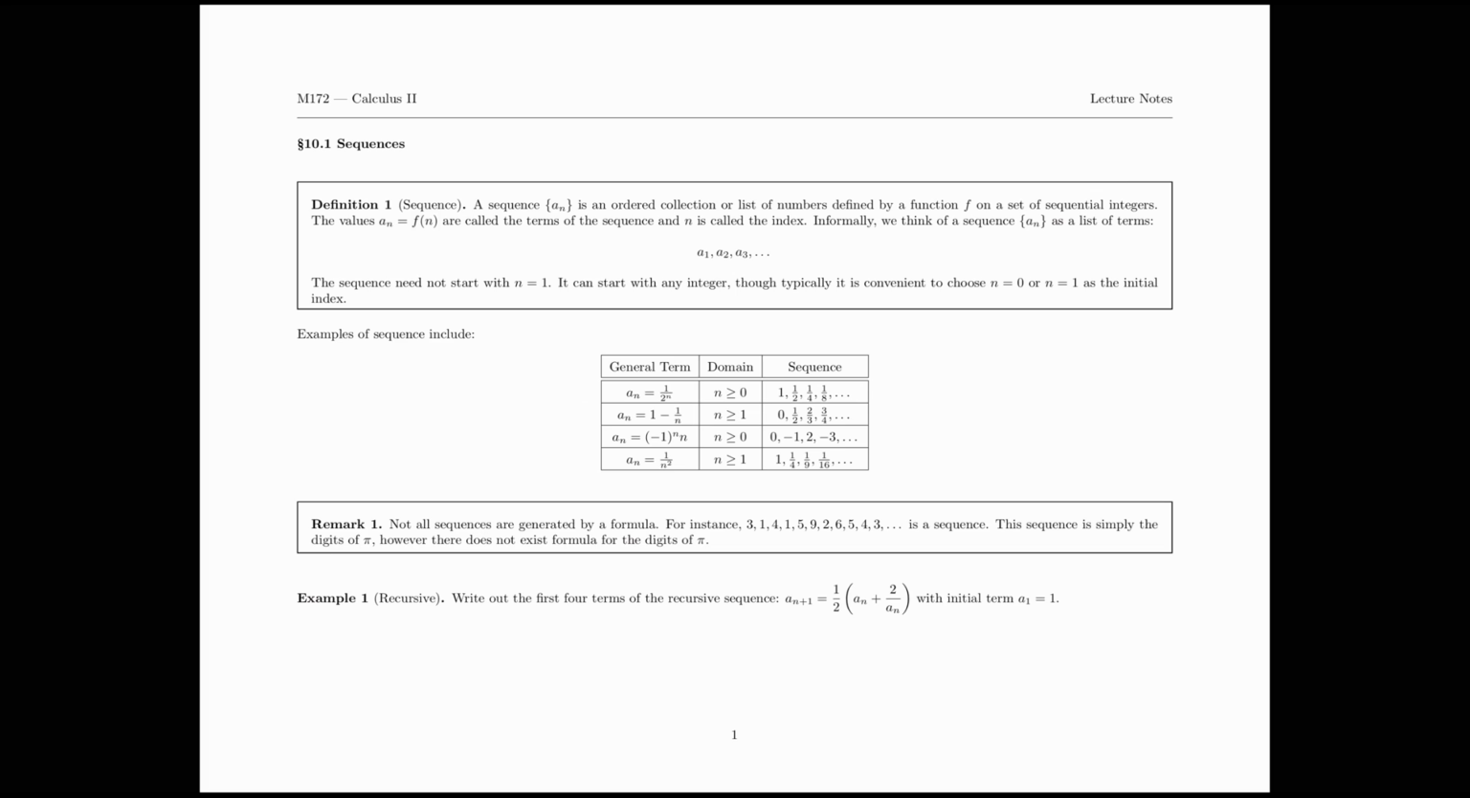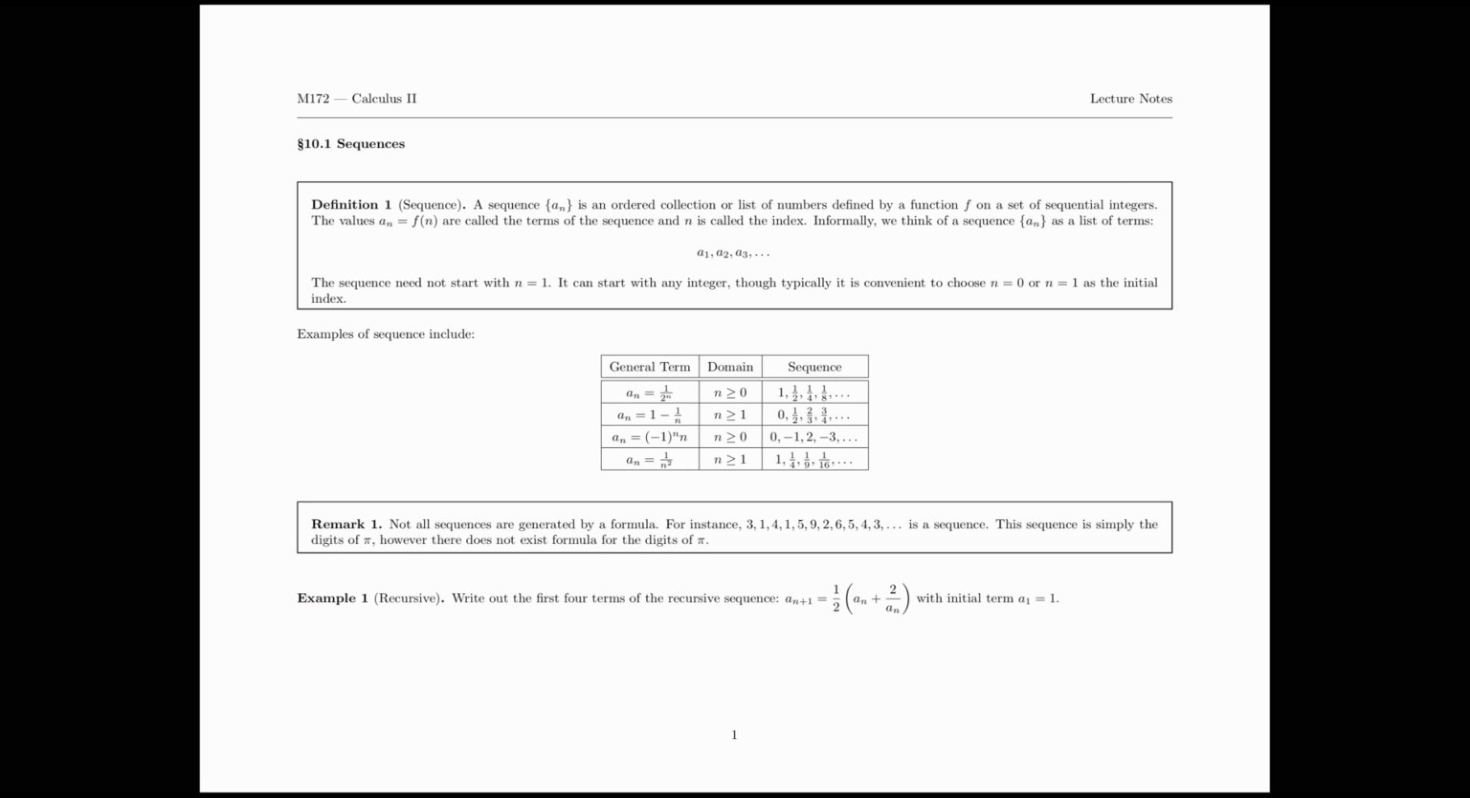Another thing that's interesting is that not all sequences are generated by a formula. For instance, this sequence here is a sequence. It's a list of numbers, goes on forever, has no end. To find the next number in the sequence, we just need to find the next digit in the decimal expansion of pi. There's no formula that exists for the digits of pi, so not every sequence has to have a formula, but there is some rule, some way of thinking about it.